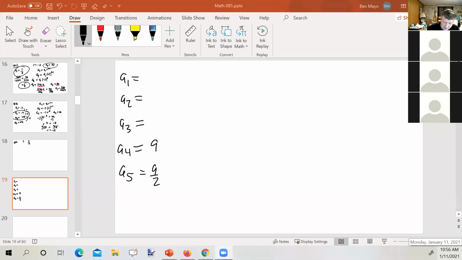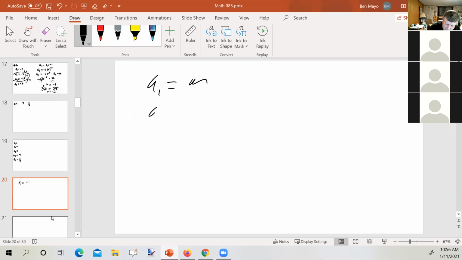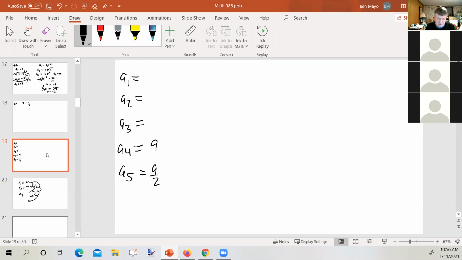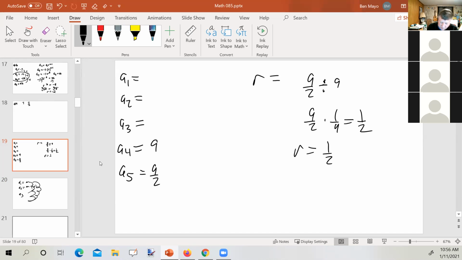So typically you find a sub 1 equals some number, and then a sub 2 is that number times the R, and then a sub 3 is that number times R, et cetera. But going this way, you multiply by R; going backwards, you would divide by R. Do you understand that part of the problem? Hopefully that's a yes. Okay. Now, to find R, we're going to take a term divided by the previous term, which is like 9/2 times 1/9, which is 1/2. So in this case, R is 1/2.